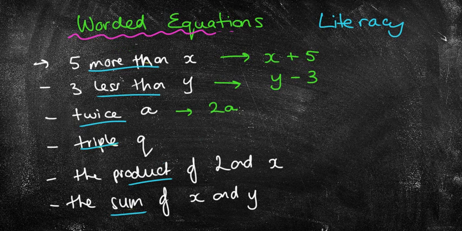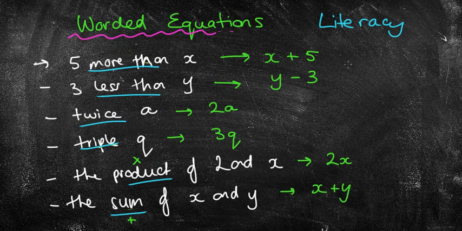What about twice a? Well, that's a nice easy one. 2 times a, which is 2a. Triple q would be 3 times q, or 3q. The product of 2 and x. Well, hopefully you know that product means times. So 2 times x is 2x. The sum, which is plus, of x and y, that would be x plus y.